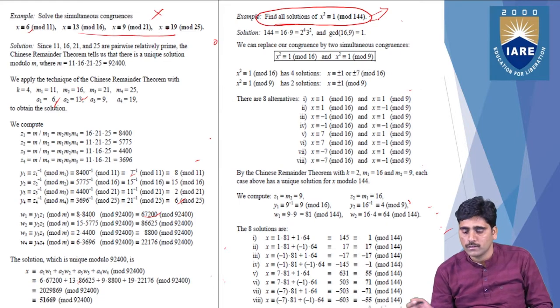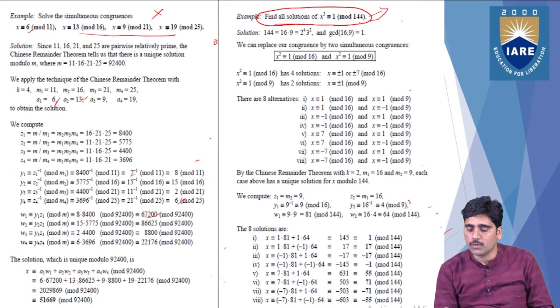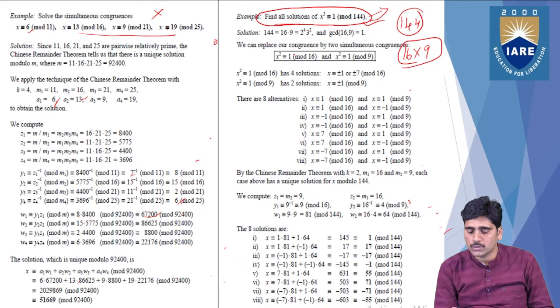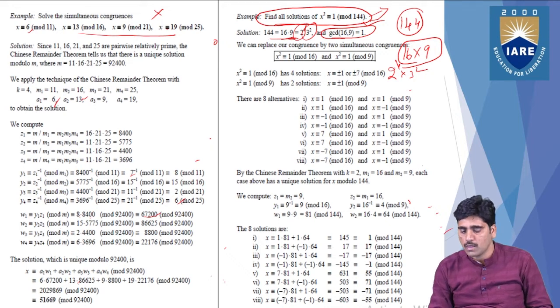So how, we'll see. First of all, x square equals 1 mod 144. You can simplify 144 as 16 into 9. So 144 equals 16 into 9, that you can write as 2 power 4 into 3 square. And the GCD of 16 comma 9 is also 1.